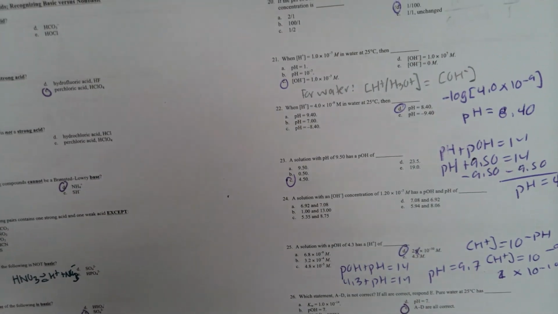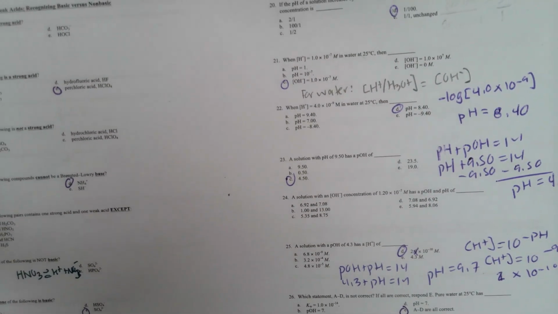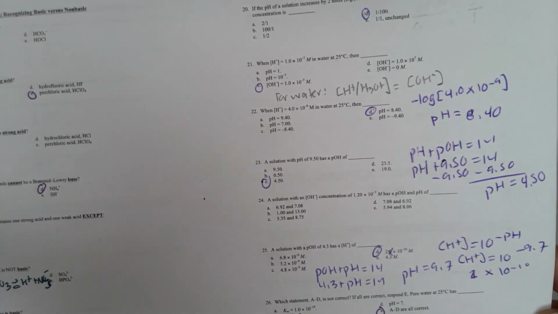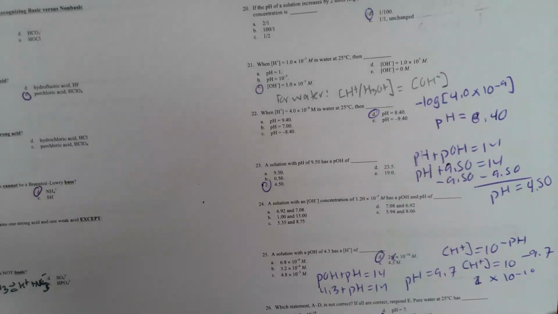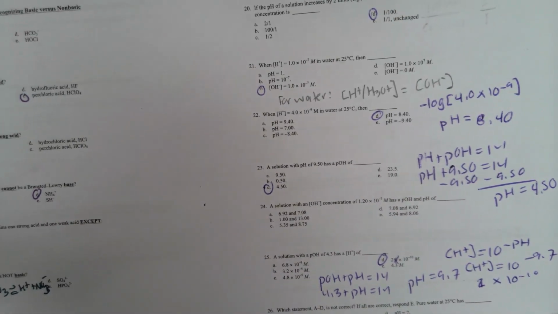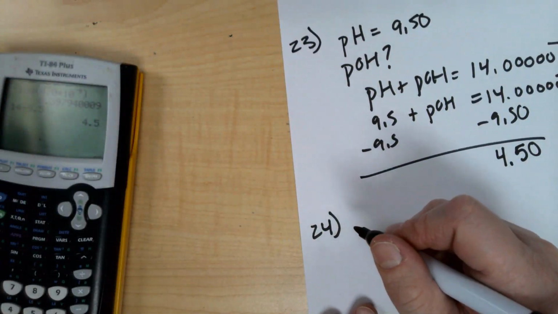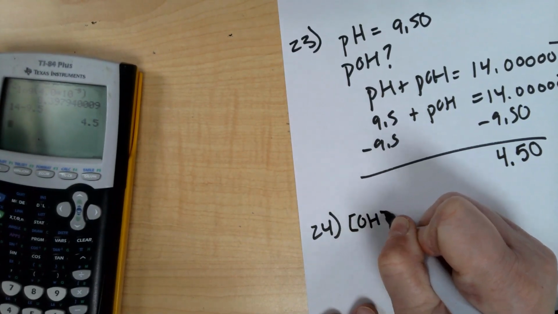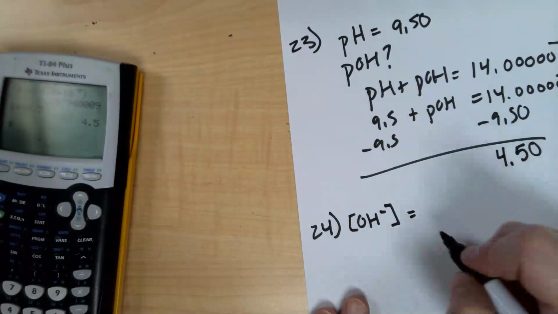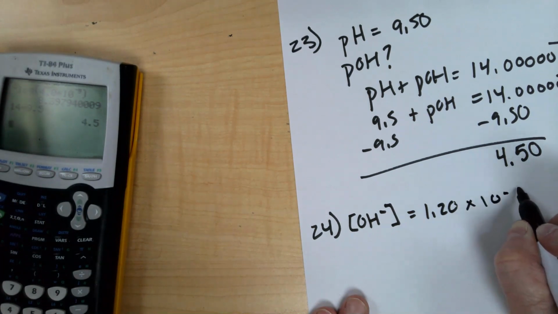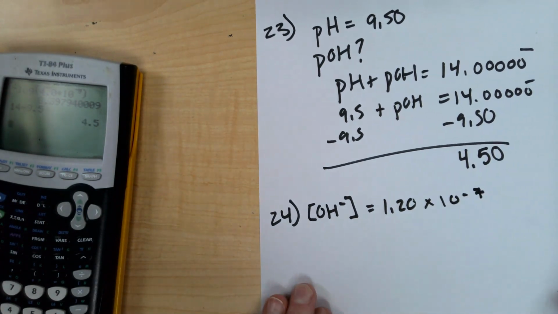Okay. It's getting a little trickier now, ish. Can you see it here? A solution with a hydroxide concentration of 1.20 times 10 to the negative 7th molar has a pOH and a pH of, well, the problem only gave us the OH minus concentration, which was 1.20 times 10 to the negative 7th. So this is all we have right now to work with, is what our hydroxide concentration is.